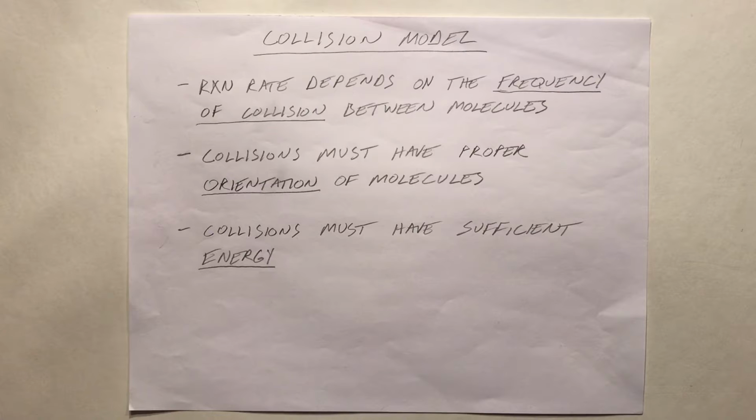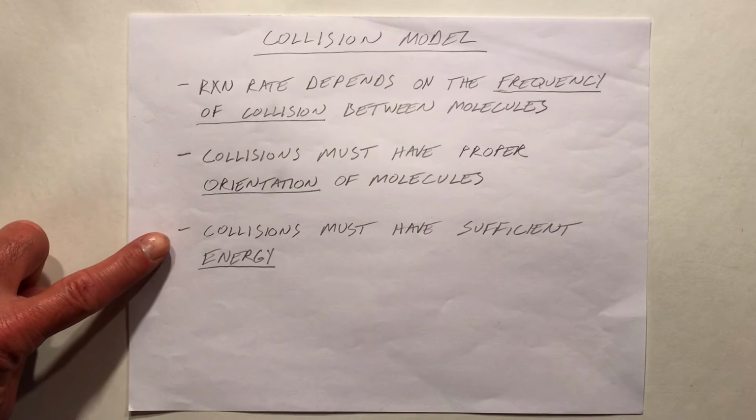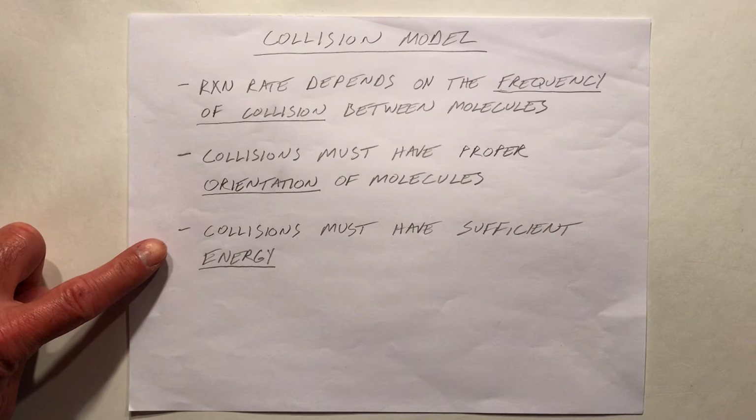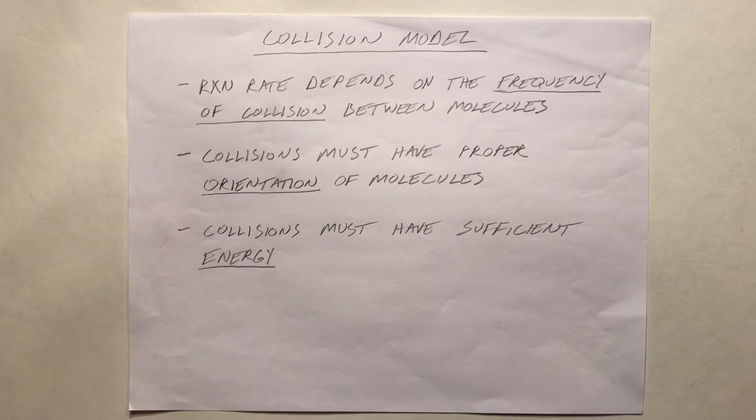But there's another part to the collision model. The collisions must have sufficient energy. So if the particles don't have enough energy when they collide, they'll just bounce off of each other.